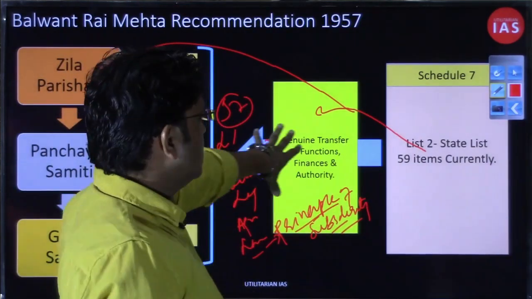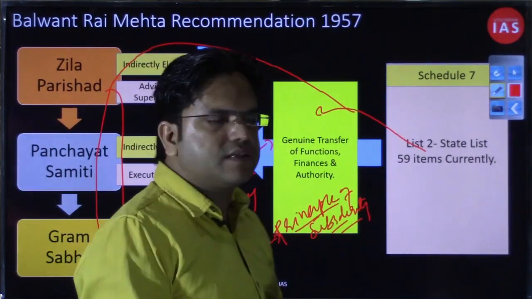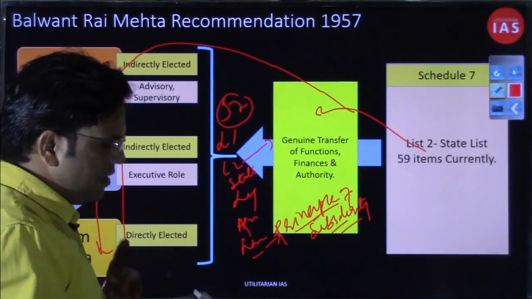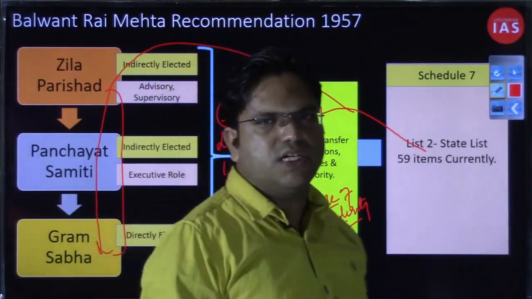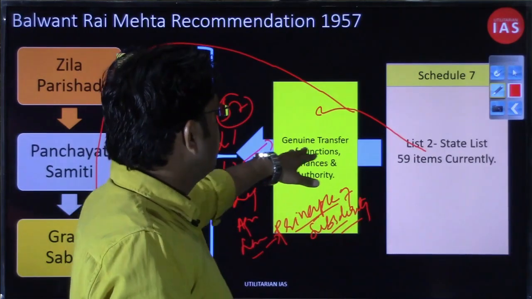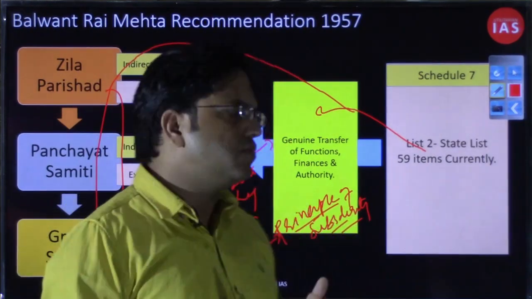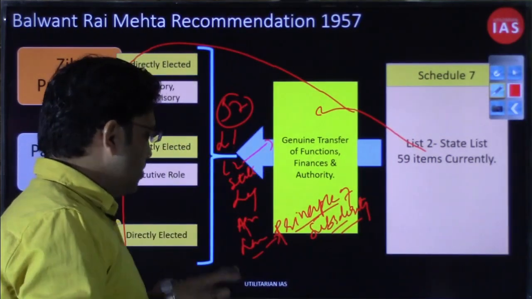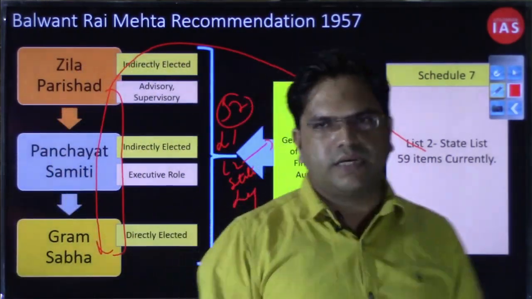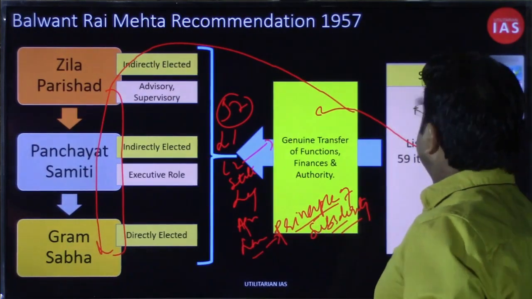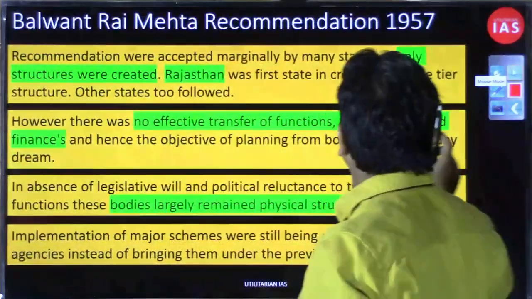Again, it did not talk about an overnight transfer. He also knew that this is going to be a gradual process. So gradually there should be genuine transfer of funds, functionaries and finances. These are the things that he talked about, so these were primarily his recommendations. This was about the Balwant Rai Mehta Committee that was established in 1957.